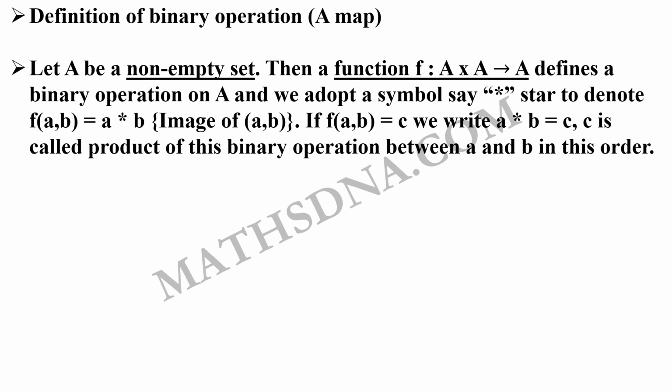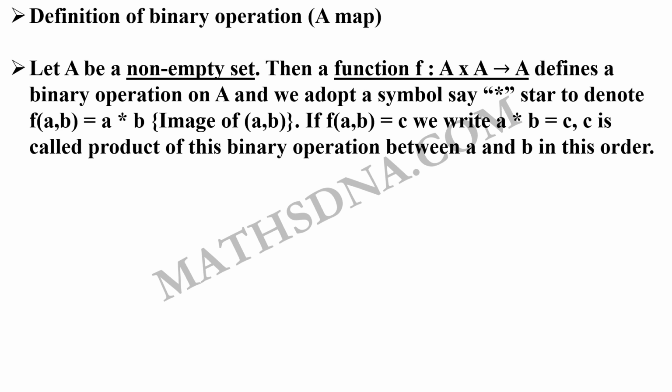Let A be a non-empty set. Underline the word non-empty over here. It has to be a non-empty set. Then a function f from A cross A to A, where A cross A denotes the domain and A denotes the codomain, defines a binary operation on A, and we adopt a symbol, say star, to denote f of (a, b) equals a star b. That is nothing but the image of (a, b) under the given function. If f of (a, b) equals c, we write a star b equals c, where c is called the product of this binary operation between a and b in this order, means a is first and then b is second.